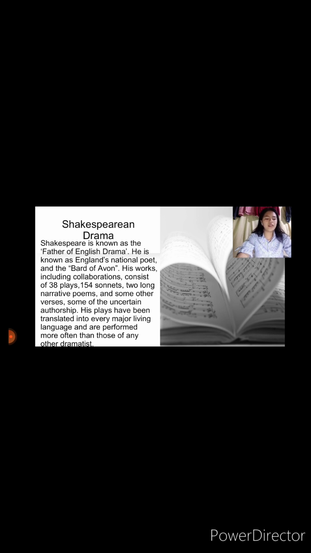So an example of Shakespearean drama is the one we are all familiar with, which is Romeo and Juliet, and another one is Hamlet, also known as the Tragedy of Hamlet. Hamlet is all about the Prince of Denmark, in which Prince Hamlet attempts to exact revenge against his uncle, the one who murdered his father.